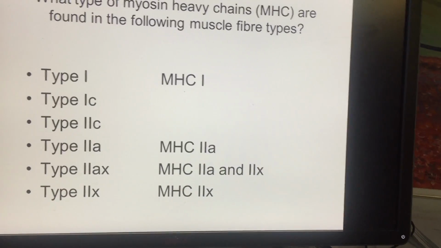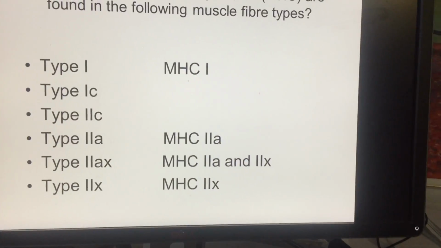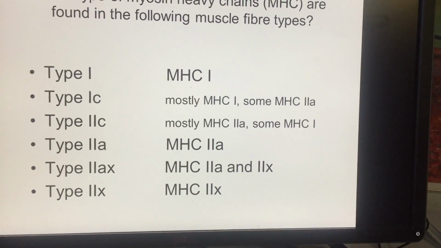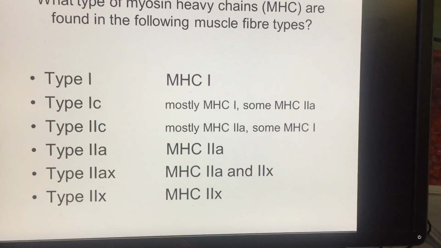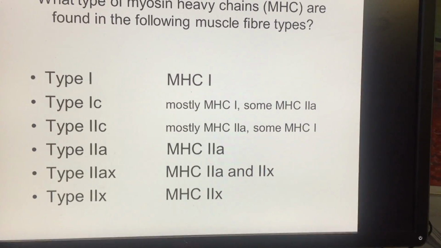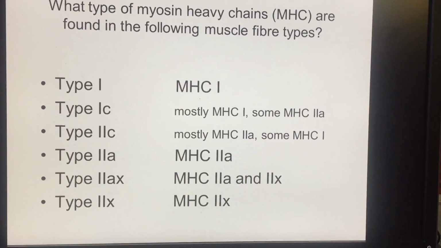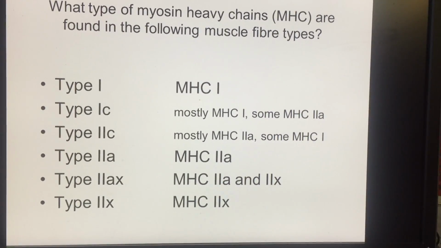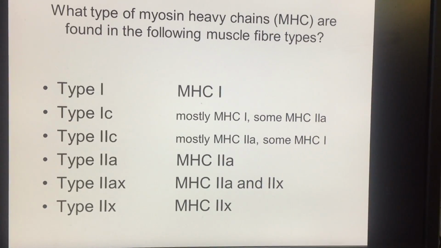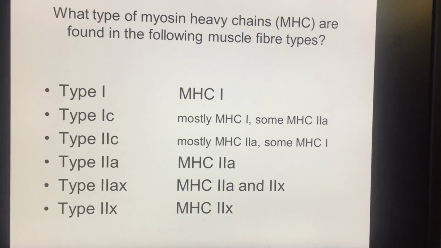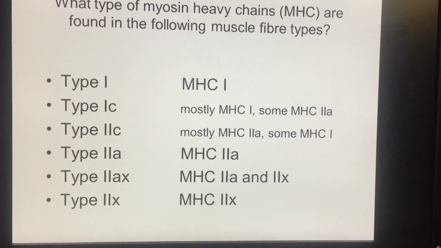You have these other two fiber types that are intermediate to type 1 and type 2A, and their names are a little bit trickier here. They're called type 1C and type 2C fibers. They both contain a mixture of myosins that have myosin heavy chain 1 and myosin heavy chain 2A. The difference between the two is that the type 1C have mostly myosin heavy chain type 1 and some myosins that have myosin heavy chain 2A, whereas the type 2C have mostly myosins that contain myosin heavy chain 2A and some myosins that contain myosin heavy chain 1.